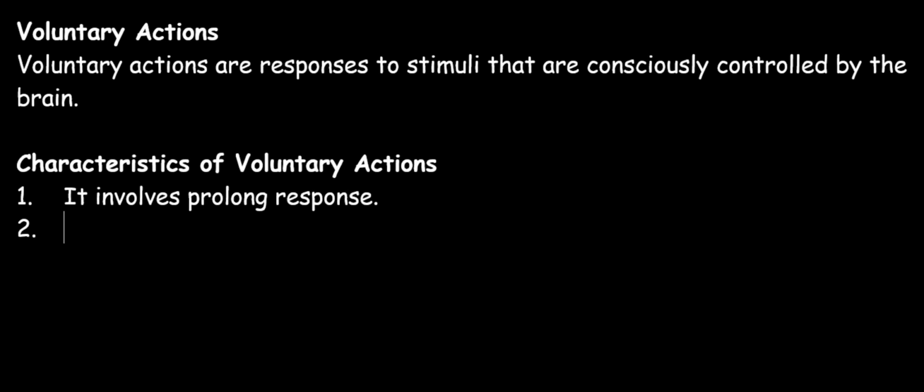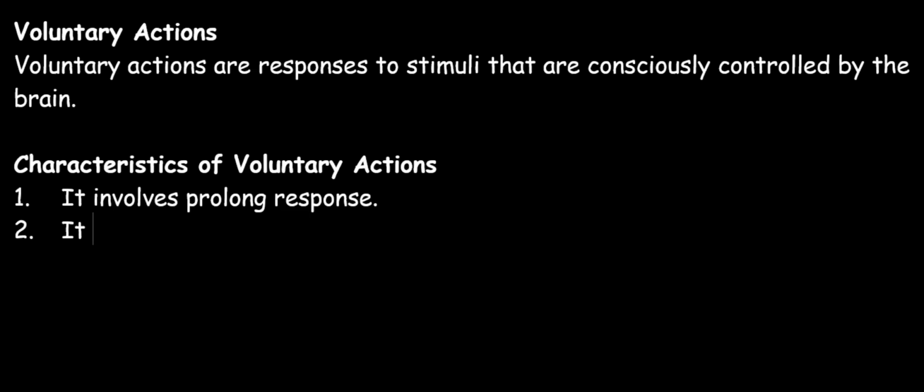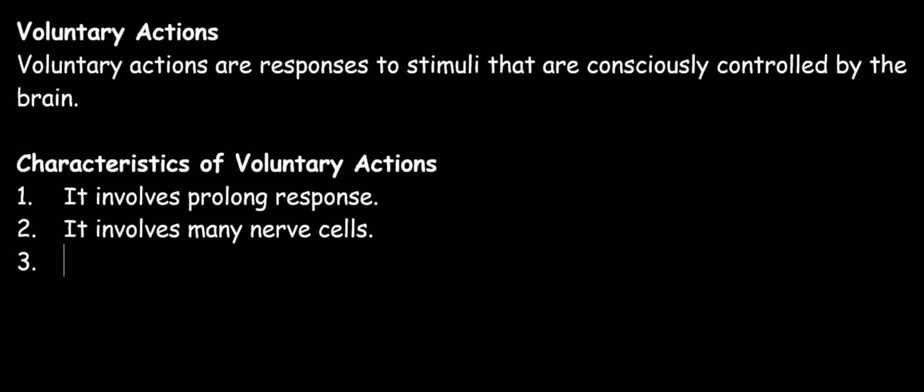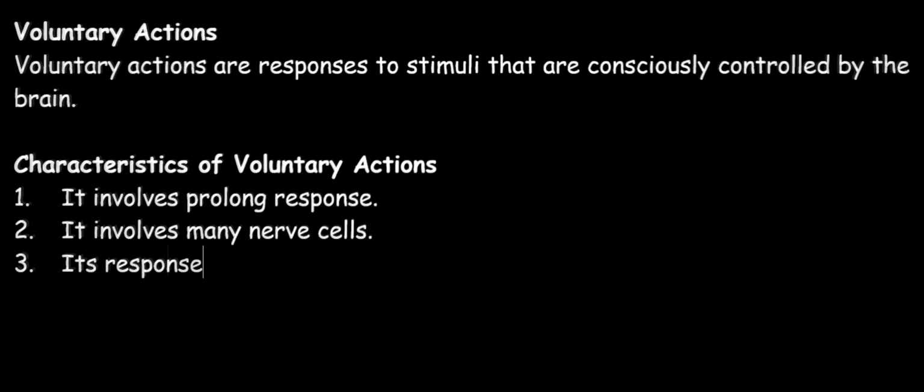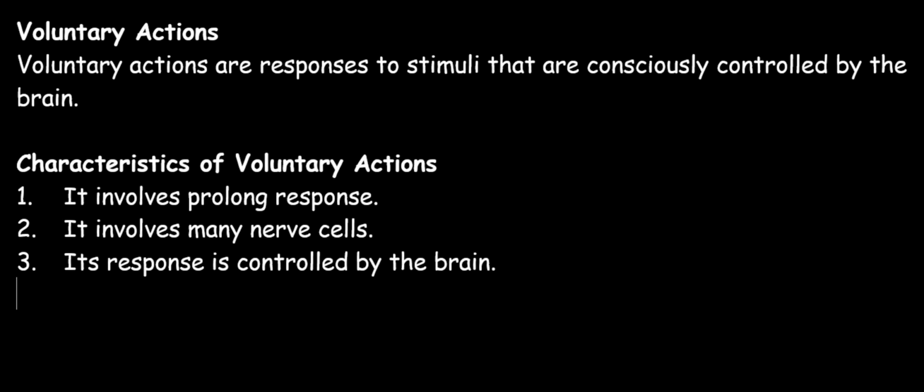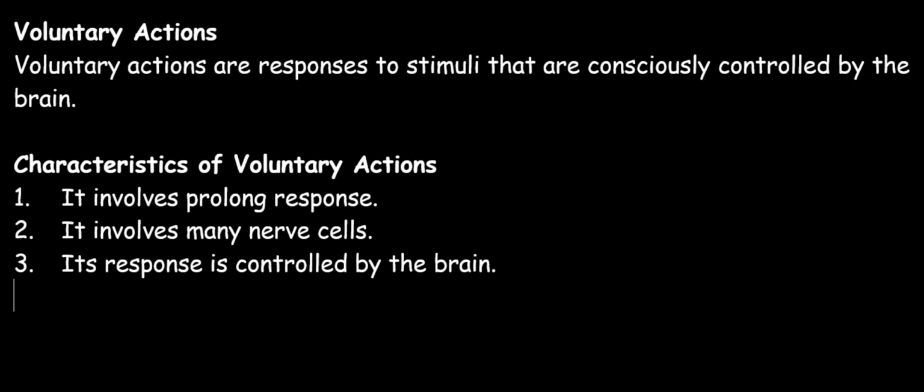And what are the characteristics of these voluntary actions? The characteristics of these voluntary actions include, number one, it involves a prolonged response. Number two, it involves many nerve cells. And this is unlike the reflex action that involves a minimum number of nerve cells. Number three, this response is controlled by the brain, unlike the reflex action that are autonomic and not under the control of our will. And number four, its response to a particular stimulus may vary.